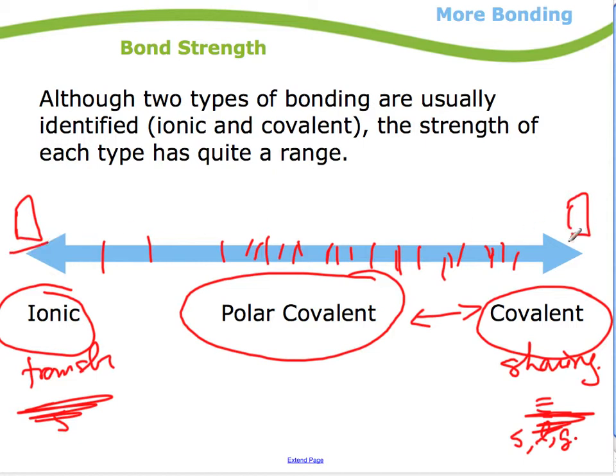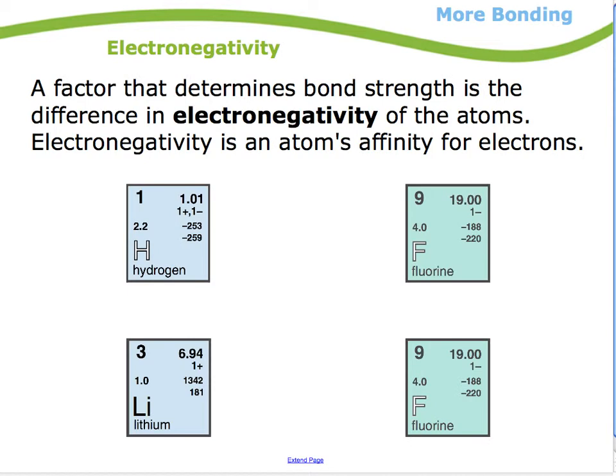Certainly we have ionic and covalent, but there's a range of properties and a range of strengths of those bonds. One other factor that contributes to that range, or that continuum we were just speaking of, is something called electronegativity. Electronegativity tells us how much an atom or an element is looking to get electrons.